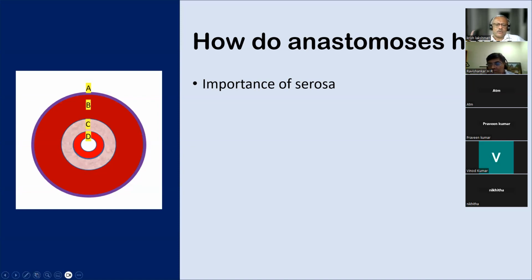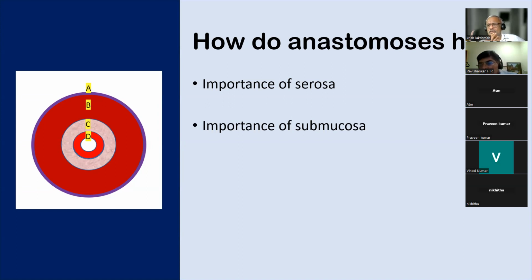All right. So we come to this. What is the importance of submucosa? This is the strongest of all. It is the richest in collagen. It's the collagen that gives you the strength to the anastomosis. The proliferation and the remodeling that Nikita talked about occurs mostly in the collagen part, because that is the main strength-giving layer of the bowel. So submucosa is important for the strength.